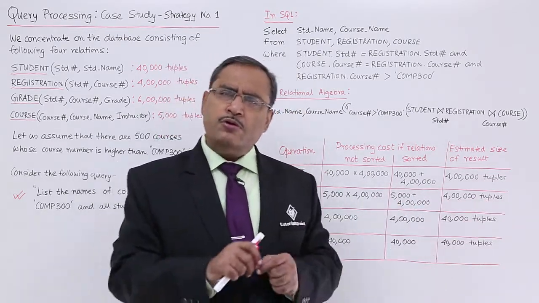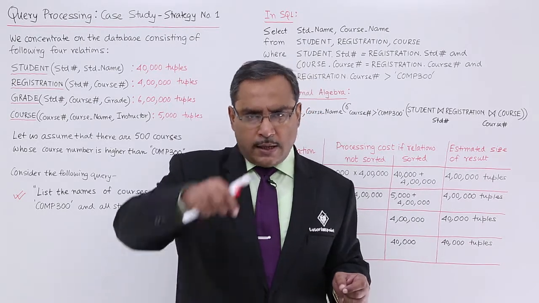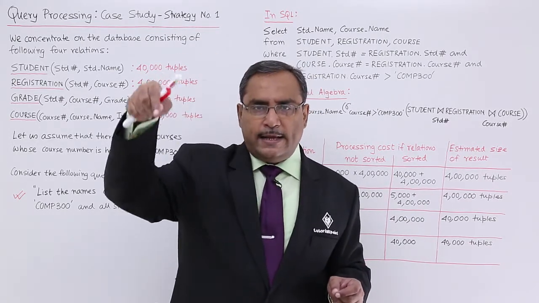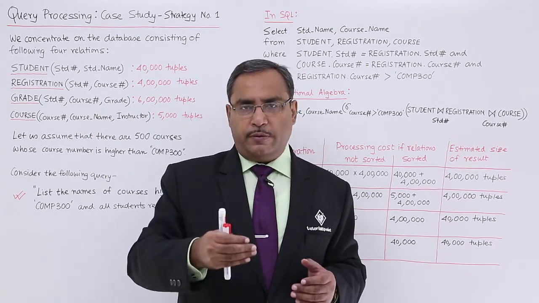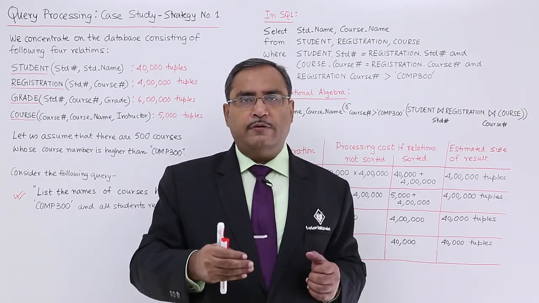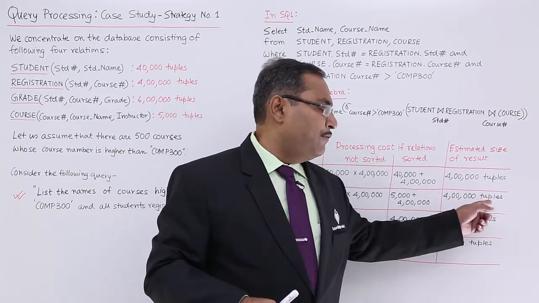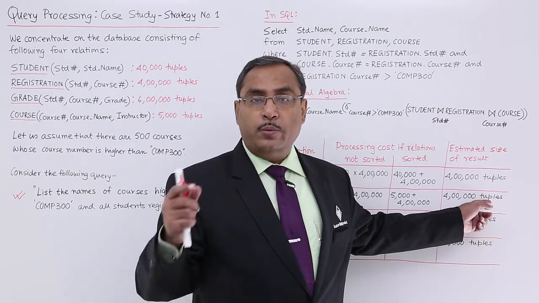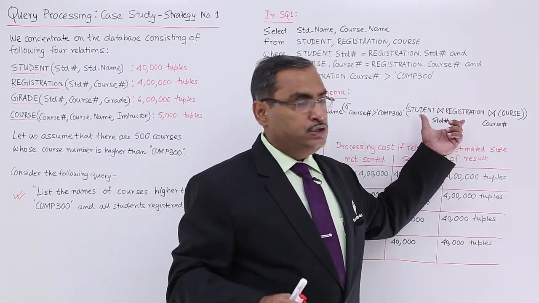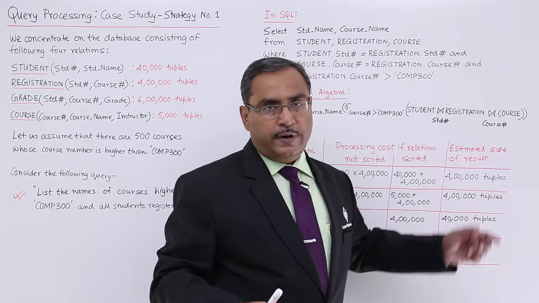So the tuple count will remain 4 lakhs, but the attributes are going on adding. The attributes are coming from registration, from student details, and from course details. That's why 4 lakh tuples are there, but the number of attributes increases when you are joining this and joining this with the respective result.